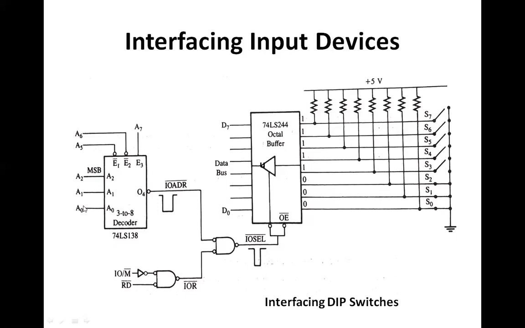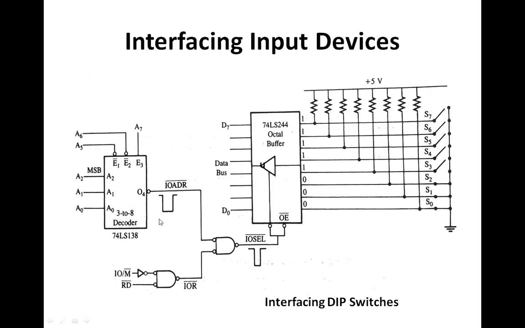Now let us discuss the value of A0 to A2, because output O4 is connected with the NAND gate. Since we are considering O4, O4 actually means 1, 0 and 0. If 1, 0 and 0 is there, only then is it going to generate a low pulse. So 1, 0, 0, A3 0, A4 0, 1, 0, 0. So it means it is comprising the address 84.